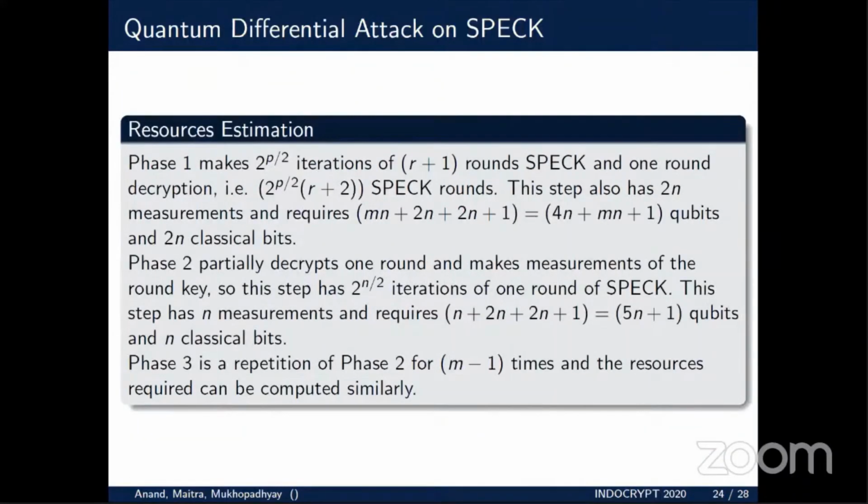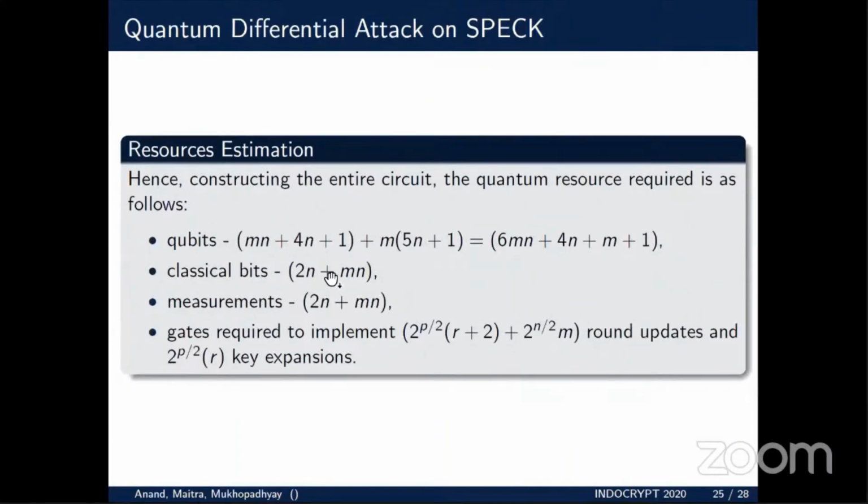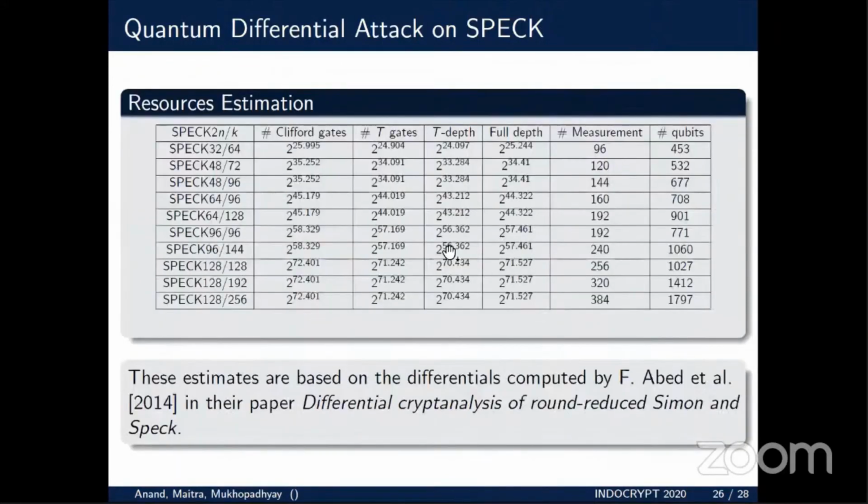So we estimated the resources using this, and we found that we needed these many qubits, classical bits, these many measurements were required, and total gates required was these many, which is shown here. These assumptions were based on this differential computed by F. Abed et al. in their paper on differential cryptanalysis, which was presented in FSE 2014.